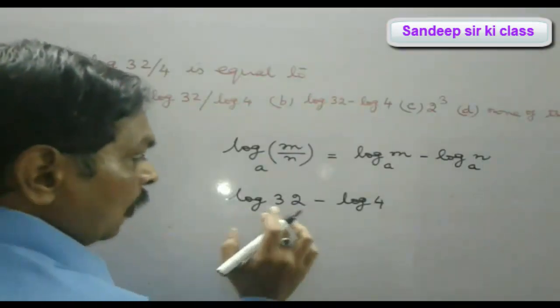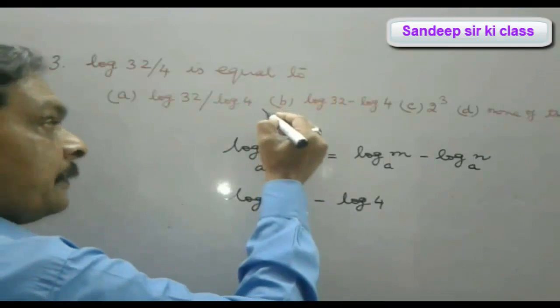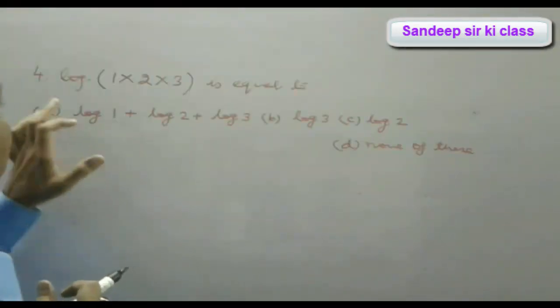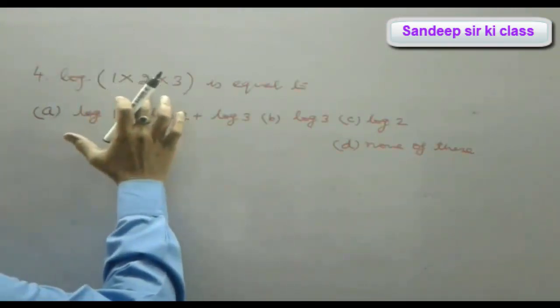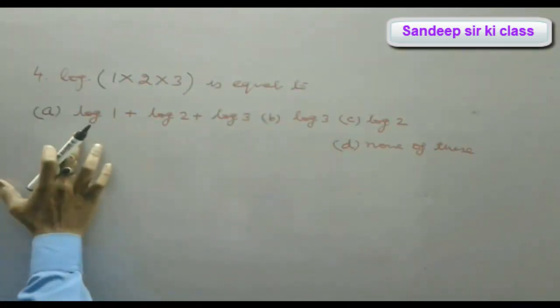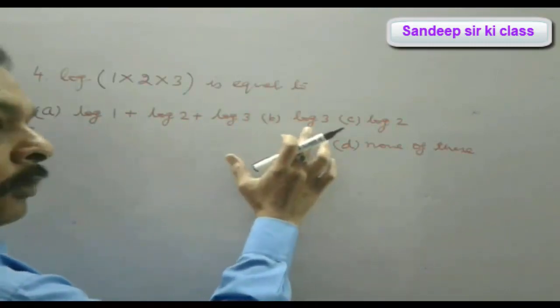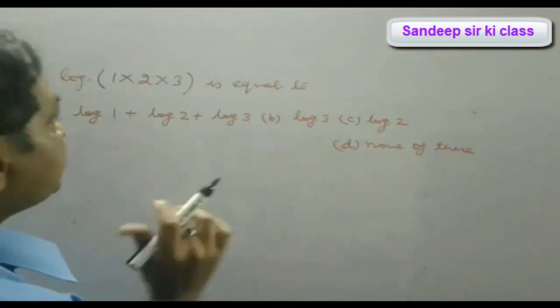So this is log 32 minus log 4. Our option B is the correct option. Now we will see question number 4. Question number 4 is that log of 1 into 2 into 3 is equal to: option A is log 1 plus log 2 plus log 3, B is log 3, C is log 2, and D is none of these.